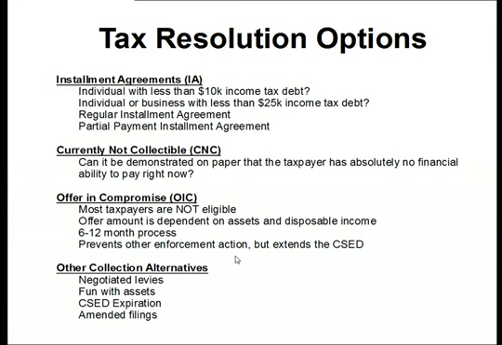If they owe more than $25,000, or if it's not income taxes, then we have to do just a regular installment agreement. This requires full financial disclosure. There's a lot of paperwork involved. This is when we get into nitty-gritty negotiation with revenue officers and things like that.